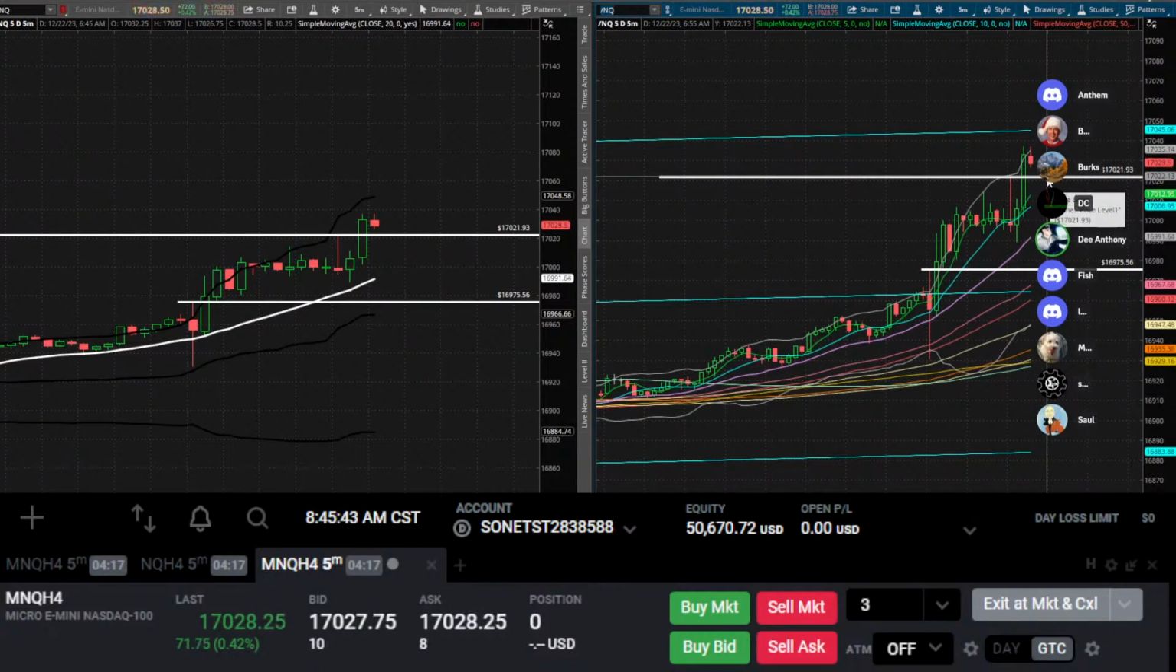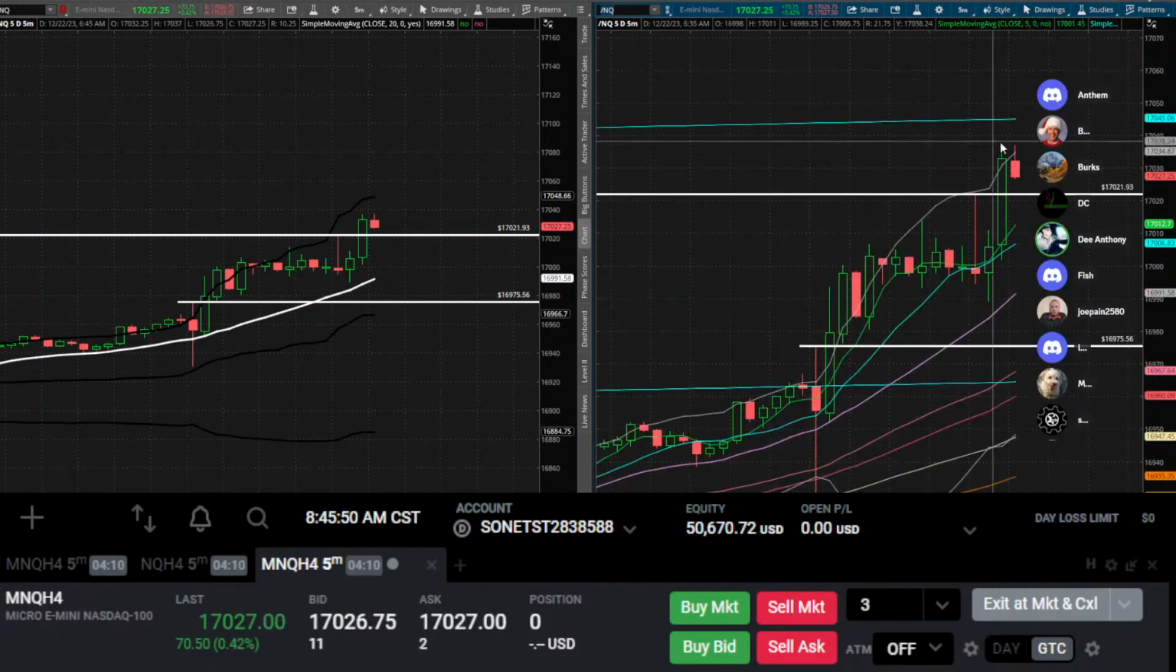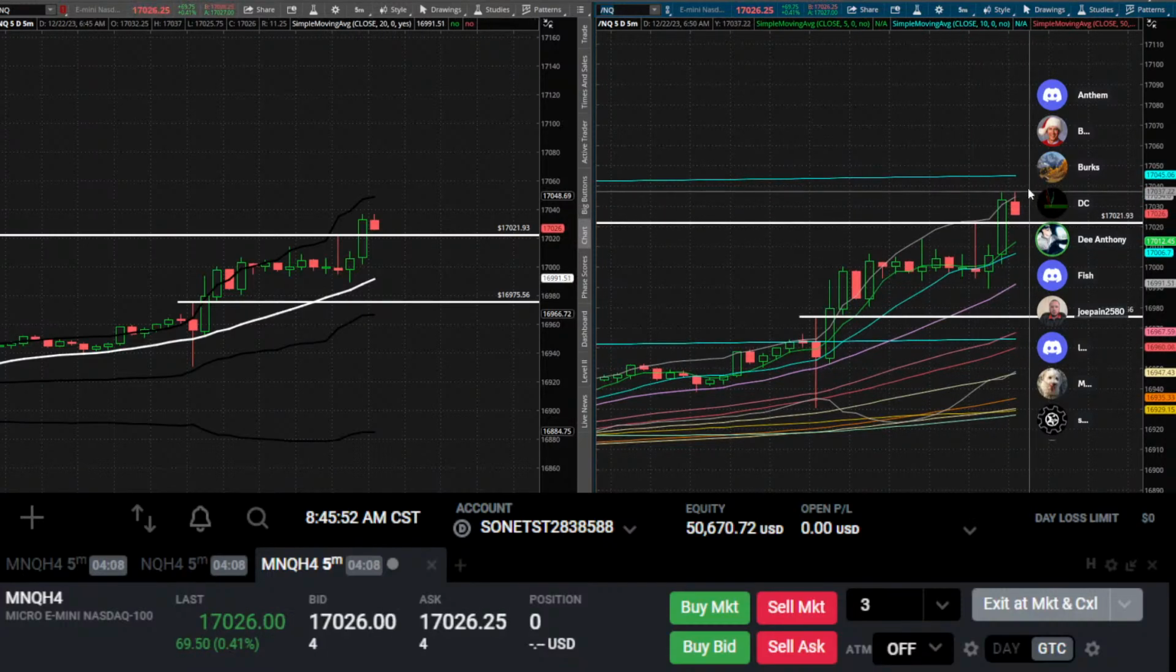Any pullback into 1720s, I would look to see if that stands. If 1720s doesn't stand, you have support at 1712. 1712 and then 1706. Those would be your supports. And then you do have resistance at 45s.